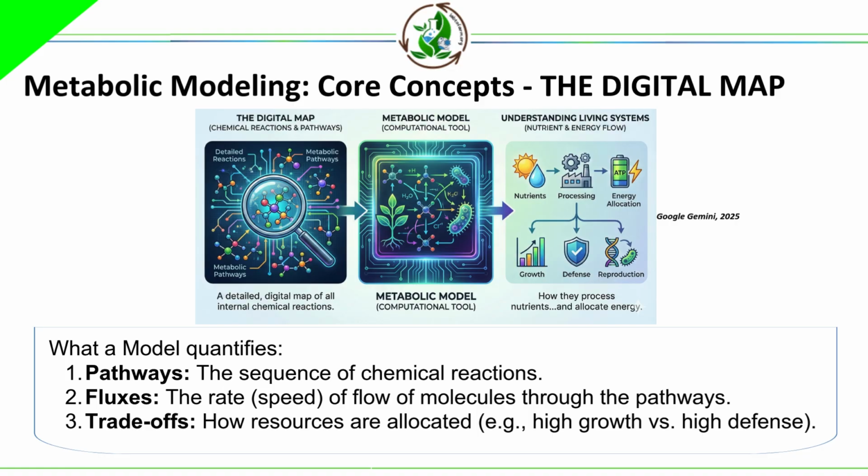First, the pathways, the sequence of reactions themselves. Second, fluxes. This is the scientific term for the rate or speed at which molecules are flowing through those pathways. Think of it as measuring the traffic flow on that cellular roadmap. And third, trade-offs. Since a plant has a finite amount of energy, if it increases the flux down the defense pathway, the model immediately shows the cost, less energy left for the growth pathway. Modeling is essential for quantifying that trade-off, which is the central theme of this module.